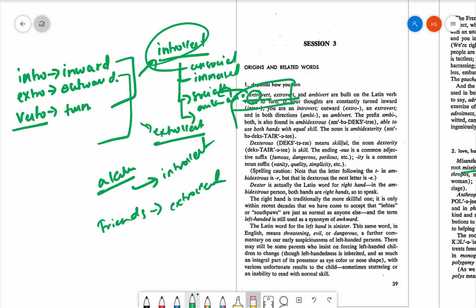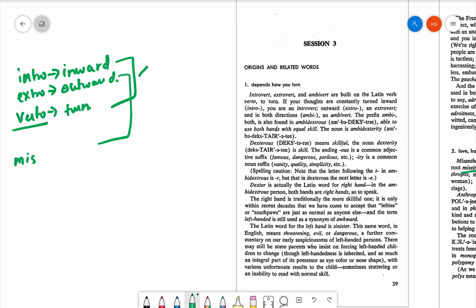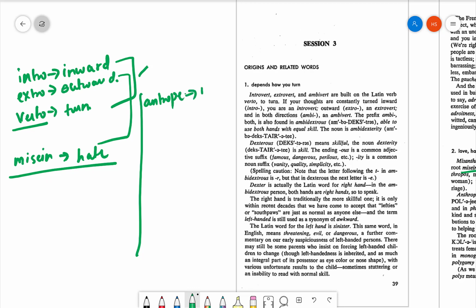The second root word that we'll be discussing in this lecture is miseo, which means hate. Now I want you to remember a few words along with this. The first word is anthrop, which means mankind. Secondly, gyne means woman. And gamos means marriage.